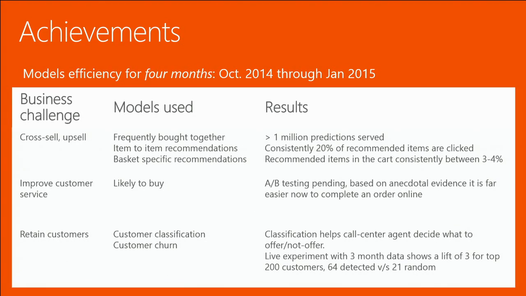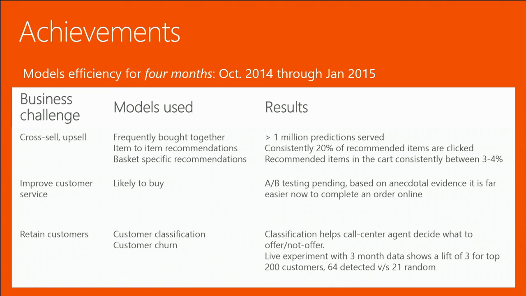And the recommended items in the cart, if you take the whole cart across all customers for these 4 months, 3 to 4% are coming from the items that were recommended by the system. Okay, so that's the cross-sell opportunity right there.